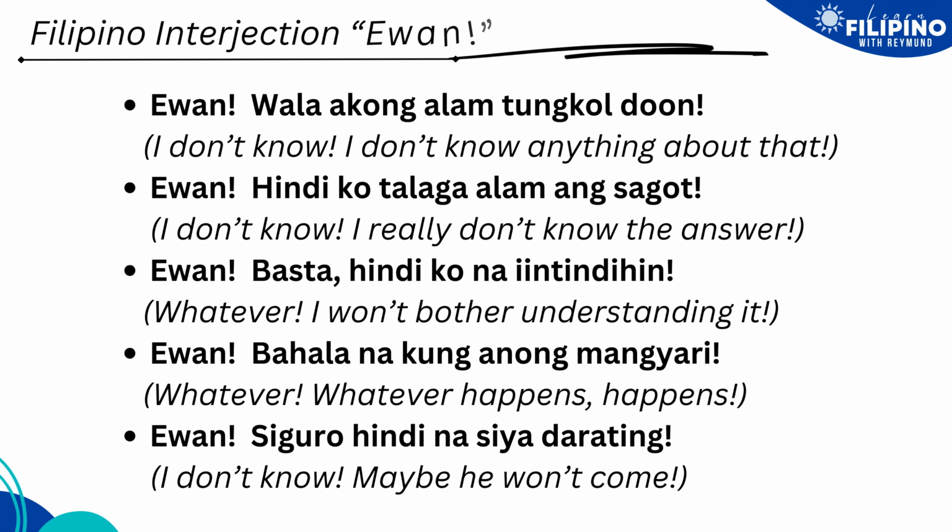Number 5 is ewan, I don't know, whatever. So ewan, wala akong alam tungkol doon. I don't know anything about that. Wala, alam is like aware of or no. So wala akong alam, I don't know, tungkol is about, doon is that or there.